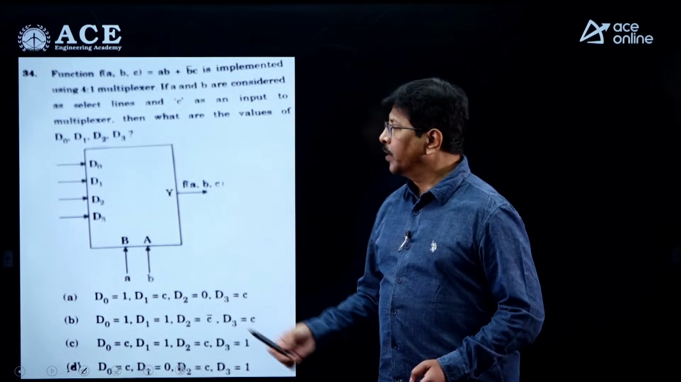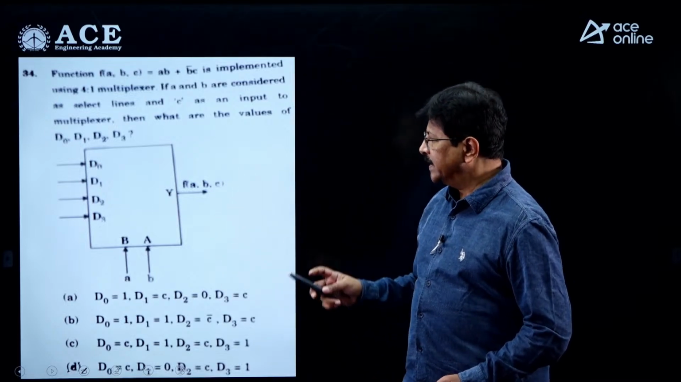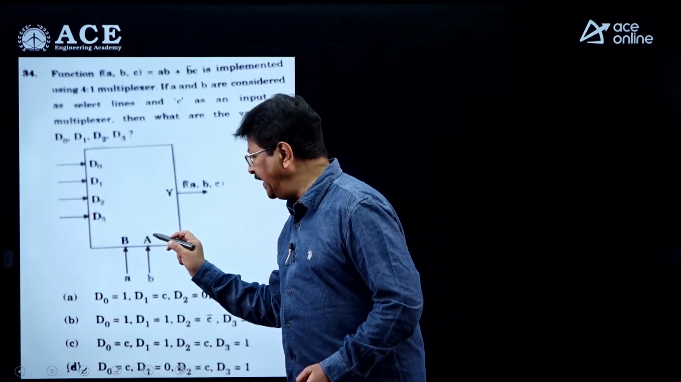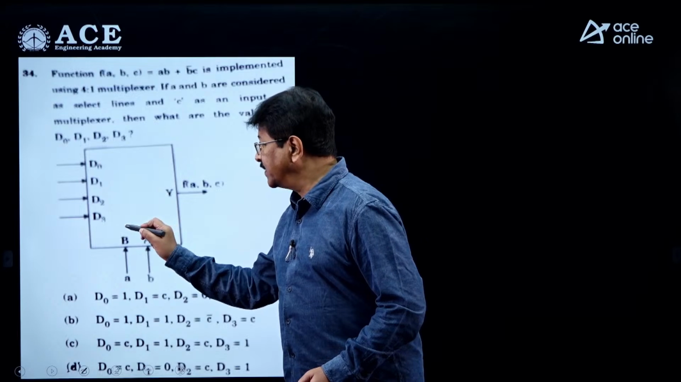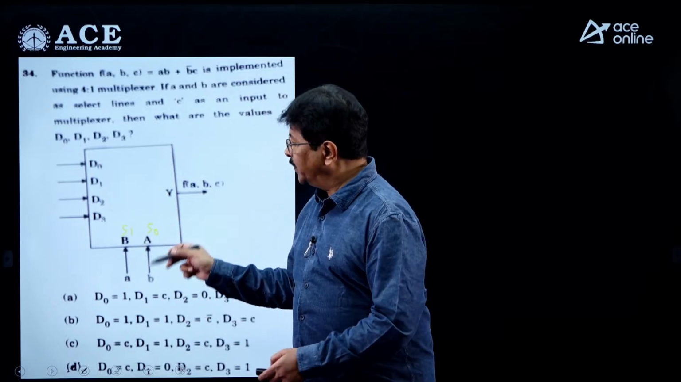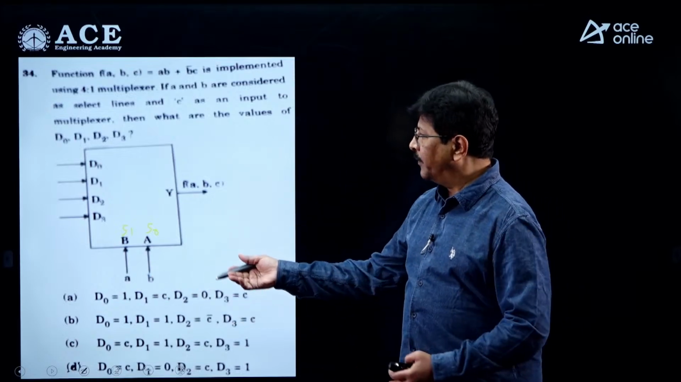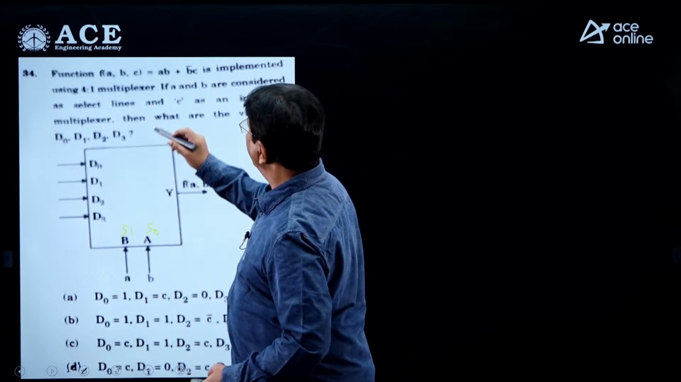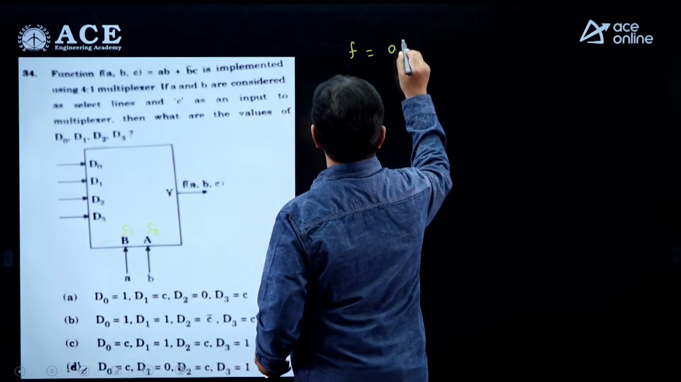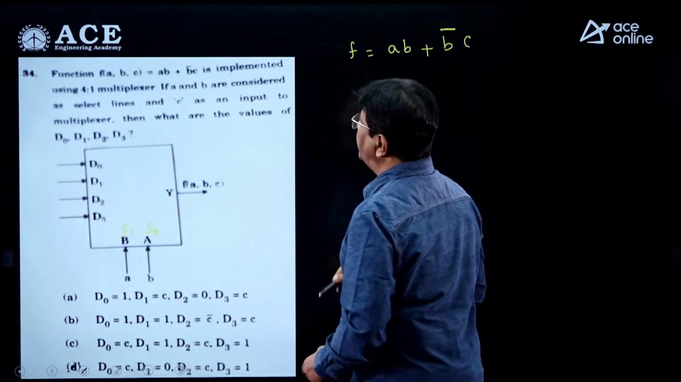Okay. Now coming to the multiplexer again, a routine problem, but here a small ambiguity. Here the selection lines are given as BA. So if you assume that this one is S1 and this one is S0, with this only the answer is going to match. And now you can do it repeatedly, what the output is going to be here. So what did you give? AB plus B bar C.